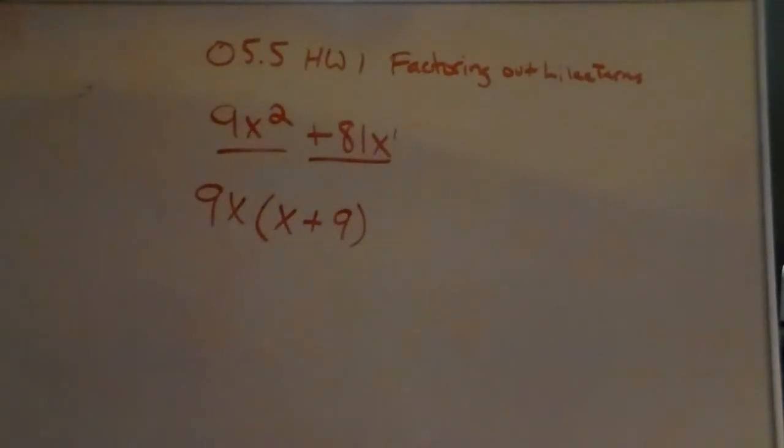Next up, we'll do problem number 3. Alrighty, well here's problem number 3. We got 30x squared plus 24x. The greatest common factor between 30 and 24 is, well, it's not 6. Oh, pardon me, it is 6. Because 6 can go into both 30 and 24. So we pull out a 6.